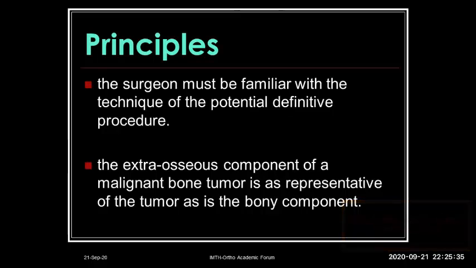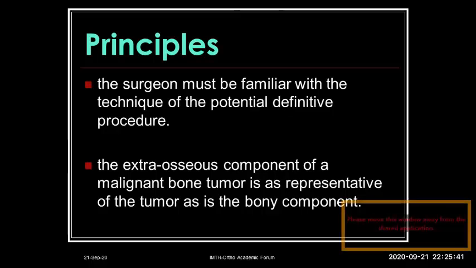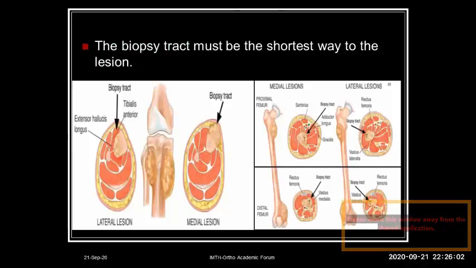The osseous component of the malignant bone tumor, like soft tissue, is as representative of the tumor as is the bone component. So you can take from the soft tissue. It is not right to just say, oh, this is soft tissue, I'm not going to take from it. No, you can take from the soft tissue, because the soft tissue is considered as representative as a bony component.